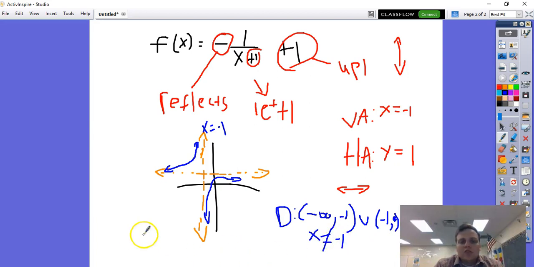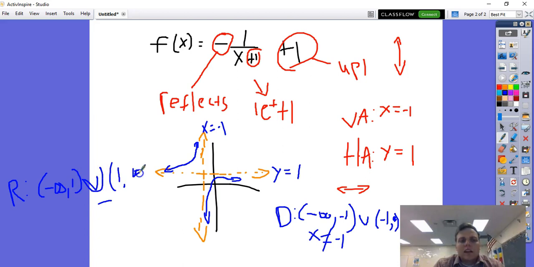What is the range going to be? I'm going to write it over here because I'm running out of space. What is the range going to be? Well, it's just going to be from negative infinity to your horizontal asymptote, which is at y equals 1, then from 1 to positive infinity. So we could just write negative infinity to 1 unioned, that's a u, not a v, with 1 to infinity. Or we could just write y cannot equal 1.